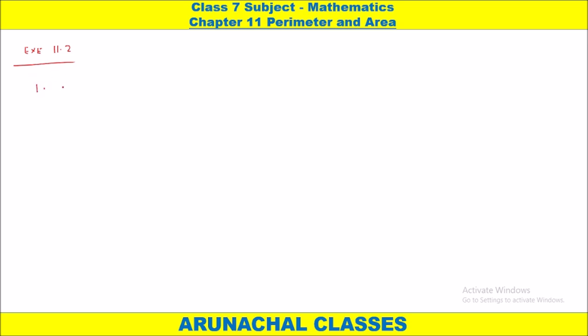First question is, find the area of each of the following parallelograms. So here we have the first figure. The altitude, that is the height, is given as 4 centimeter. This height is perpendicular on the base, and the base length is given as 7 centimeter.